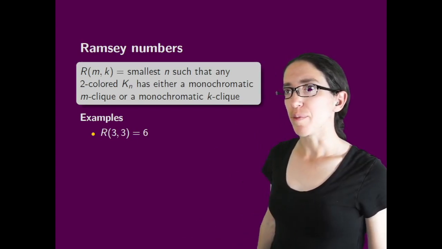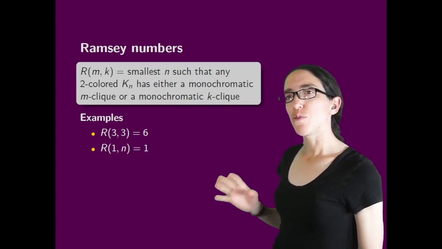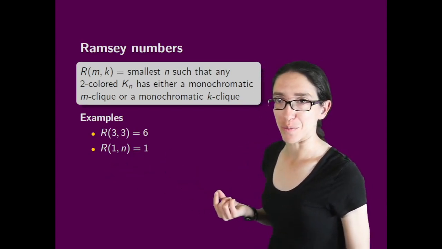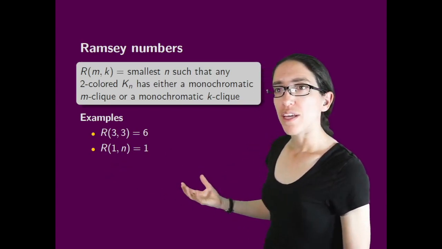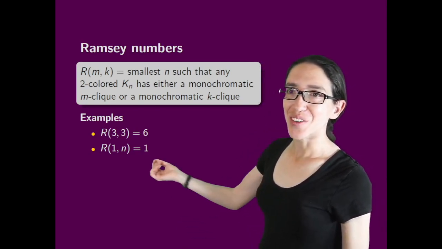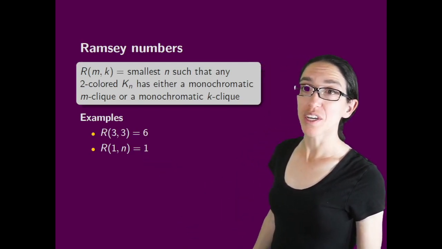And now let's see some other Ramsey numbers. If you have 1 and n, so if you're looking for either a 1-clique, which is just a point, or an n-clique, well, if we just want a 1-clique, all we need is 1 point, and it doesn't matter what the colors are. So actually 1 is the Ramsey number R(1,n) for any n.